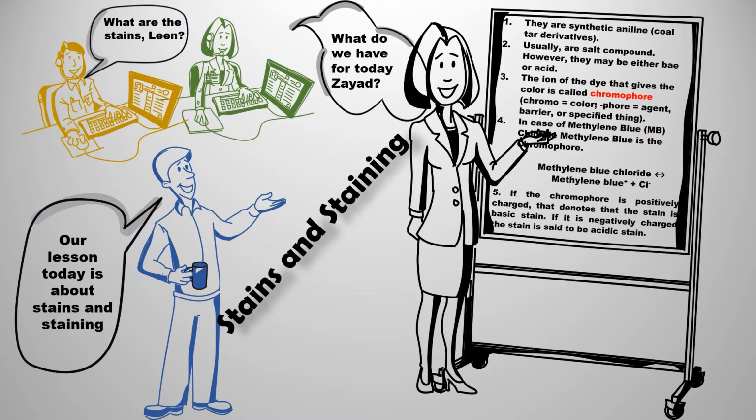The ion of the dye that gives the color is called the chromophore, and this is very important because chromophore itself comes from two words: chromo, which means color, and phore, which means agent or barrier. It is important because it gives the color formation, and this color makes the contrast.